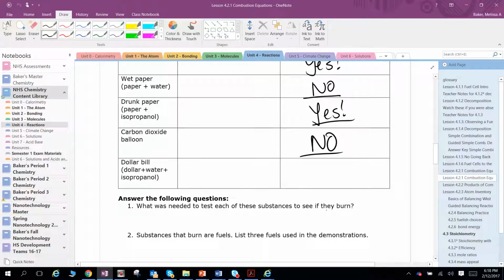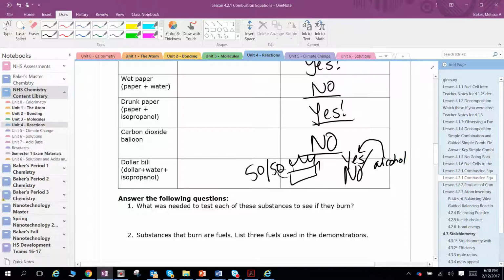And then I did a cool one where I put a dollar bill in a 50-50 mix of water and alcohol. And basically, the dollar bill is in flames. You think it's going to burn, but then it just goes out. So it does not burn. Kind of does. The alcohol burns, but the water protects the dollar bill from burning up.